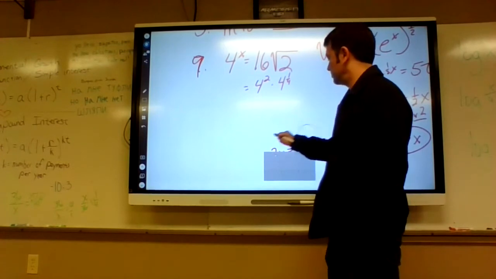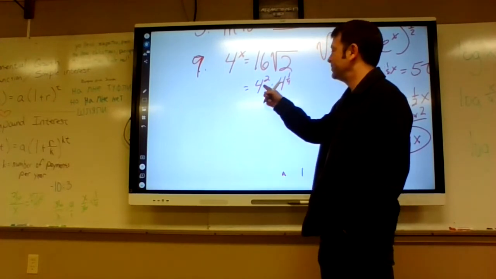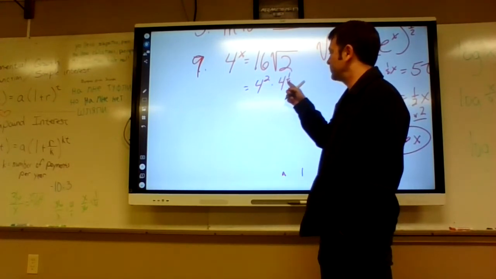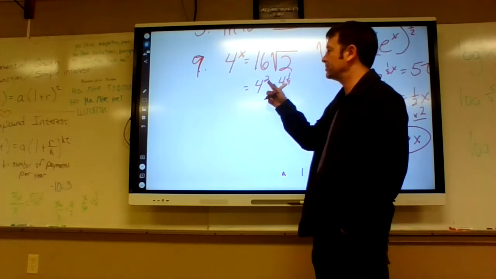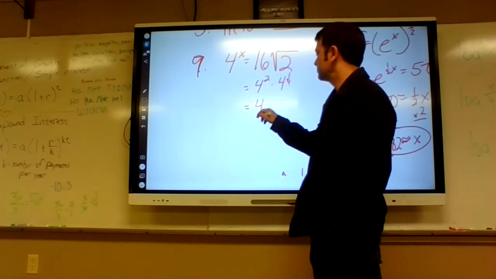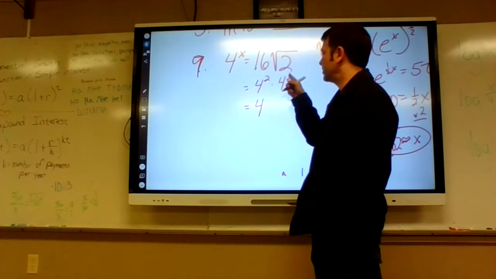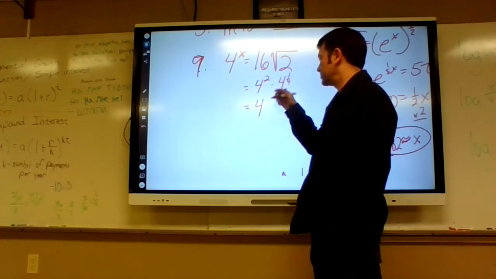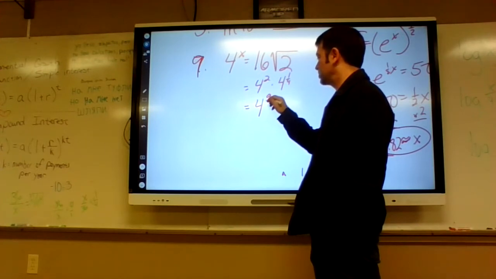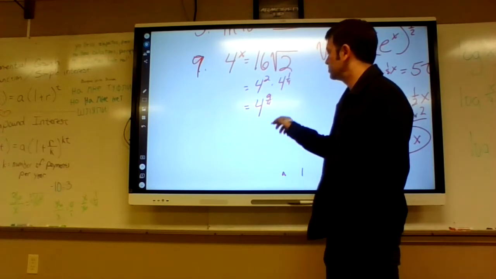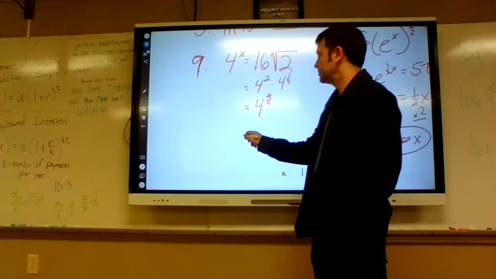Should I have written that down? Too late. So if I have 4 squared times 4 to the 1/4, what do we do with the exponents? Multiply them. No, not multiply. Oh, add them. Add. So 2 plus 1/4, which is 2 1/4, or 9/4.